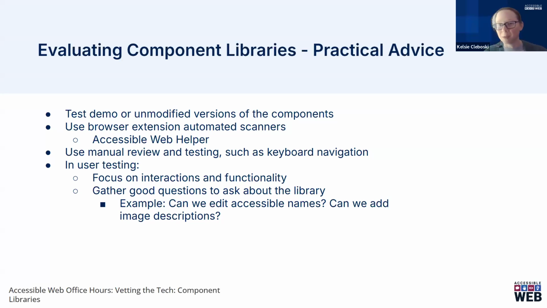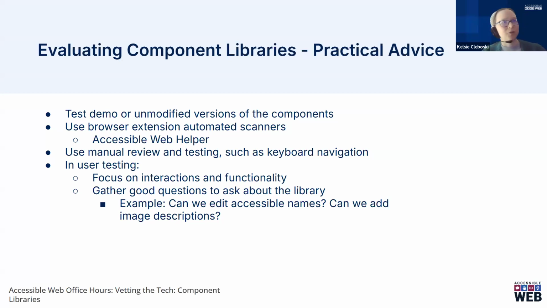So some examples here might be if user testing reports, hey, the accessible names, the names of these buttons are confusing, the names of the descriptions of the images are not clear, then we can gather some good questions about, can we edit accessible names in this component library? Can we add image descriptions? Thinking about if some of the issues that arise, you can ask good questions about, is this something that's fixable within this component library or not?